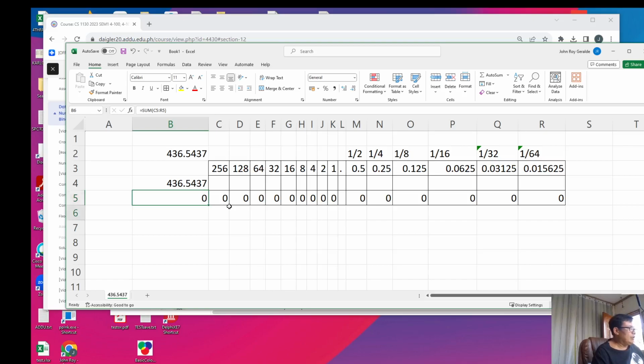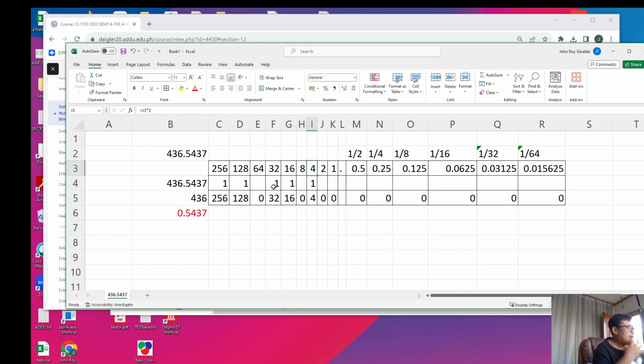Okay, and then we will subtract the running total and we will mark this way. Okay, so for 436 we can pick 256. We are left with 180, so we can pick 128. We are left with 52, we cannot pick 64, we can pick 32. After that, we can pick 16. We have 4, we cannot pick 8 anymore because 8 is bigger. We can pick 4 though.